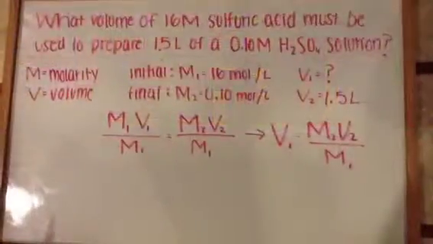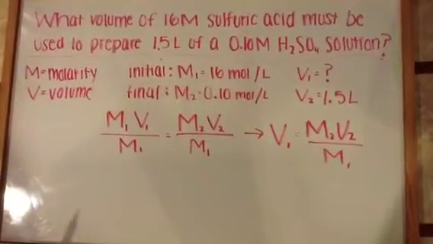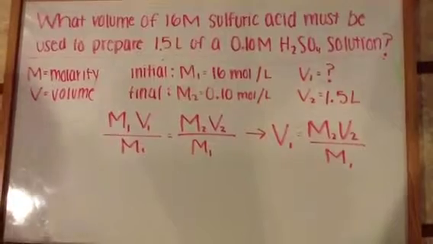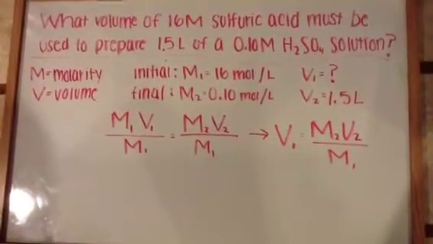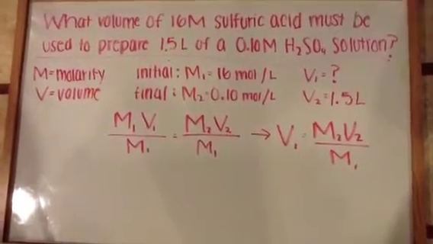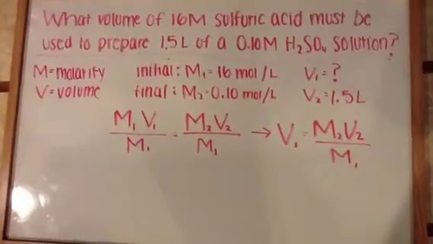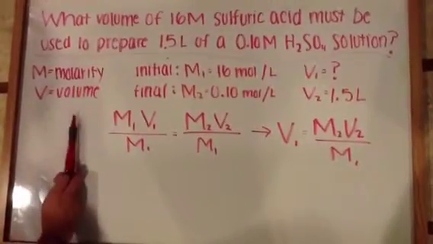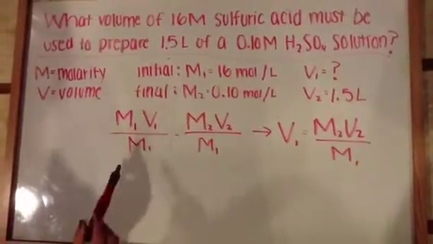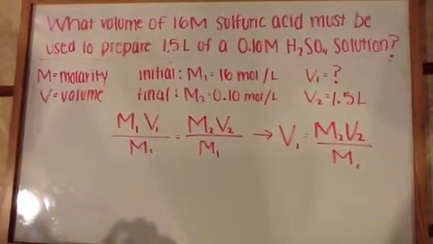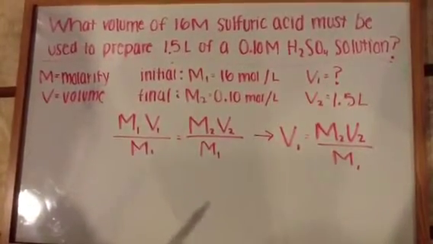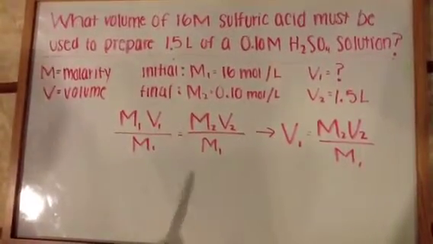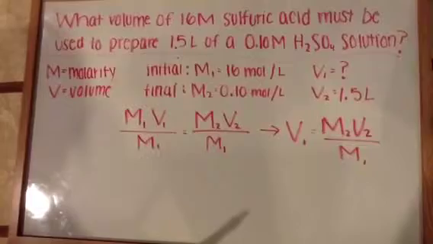Now we're going to show you how to solve a dilution word problem. The problem is, what volume of 16 molar sulfuric acid must be used to prepare 1.5 liters of a 0.10 molar H2SO4 solution? In the equation, M equals molarity and V equals volume. In this problem, the initial molarity is 16 moles per liter, and the initial volume is unknown. The final molarity is 0.10 moles per liter, and the final volume is 1.5 liters.